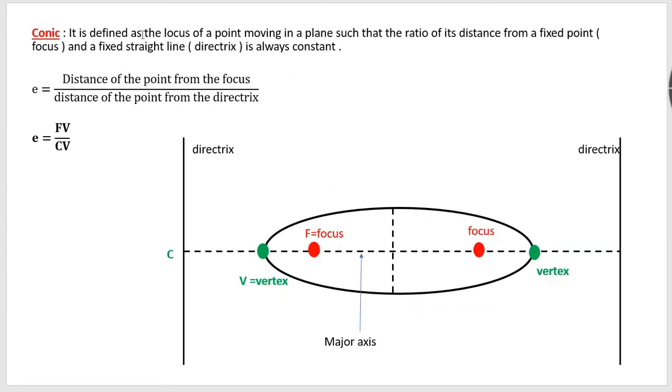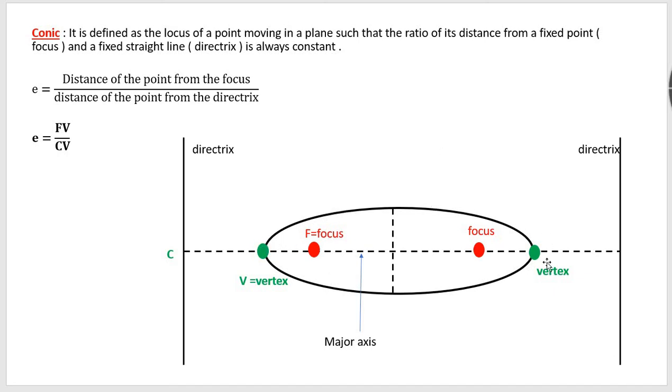What is a conic? One more definition we are getting here. It is defined as the locus of a point moving in a plane such that the ratio of its distance from a fixed point and a fixed straight line is always constant. That means the fixed point is your focus.